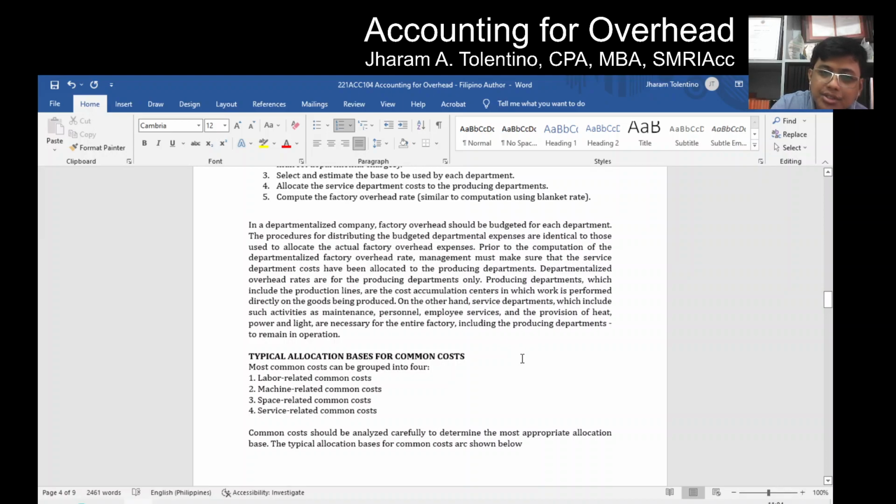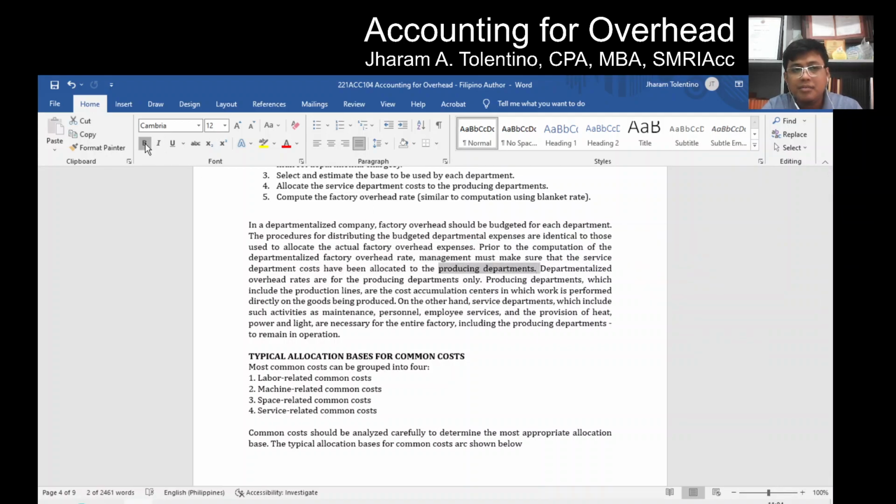The procedures for distributing the budgeted departmental expense are identical to those used to allocate the actual factory overhead expenses. So, prior to the computation of the departmentalized factory overhead rate, the management must make sure that the service department costs have been allocated to the producing departments. Okay? Ito yung ultimately dapat sa kanila na-charge.